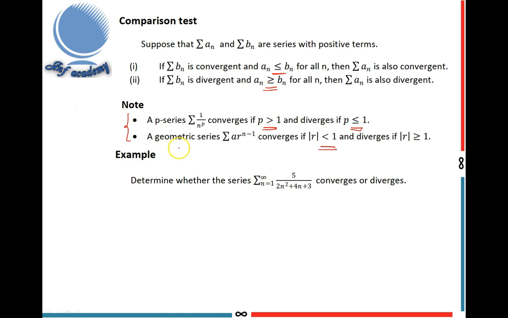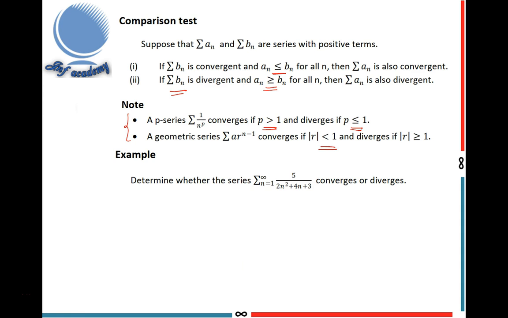In using the comparison test, we must have some known series sigma bn for the purpose of comparison. Most of the time we use one of these two series, the p series or the geometric series. So these two series conditions are very important for solving comparison test problems. Next, I explain one example.